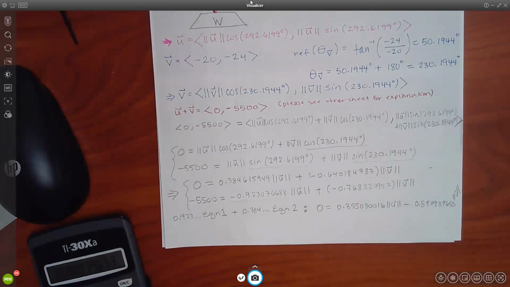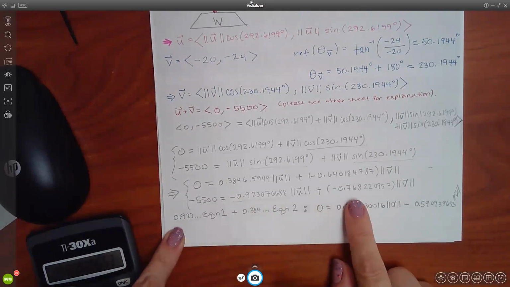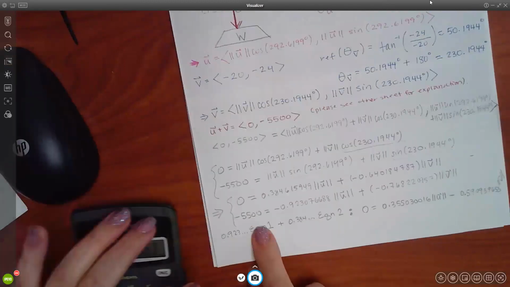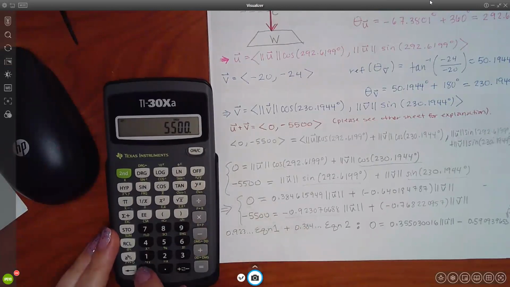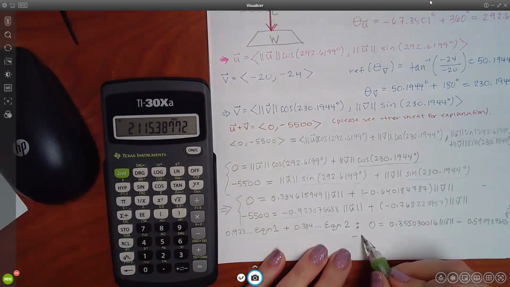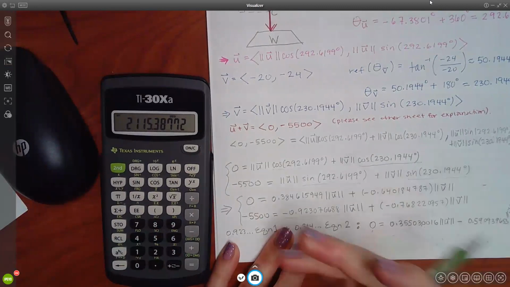Okay. Now for the second equation, I'm going to multiply the 550, this number, and this number, all of them, by the 0.38 number. All the digits are right there. I just abbreviated it. Okay, so let's see. 5,500 times 0.384615949. I get a negative 2115. Well, let me skip that over.